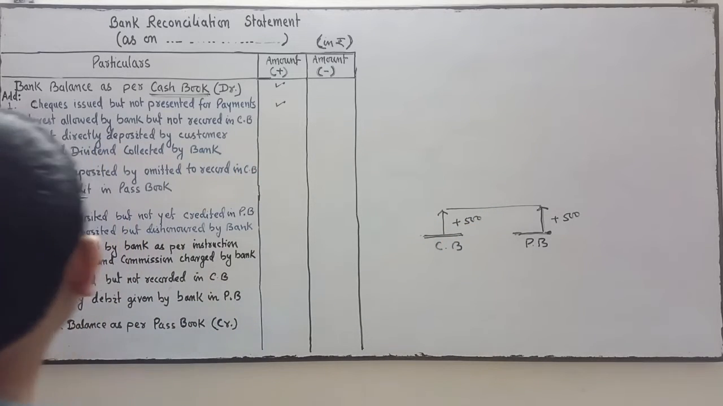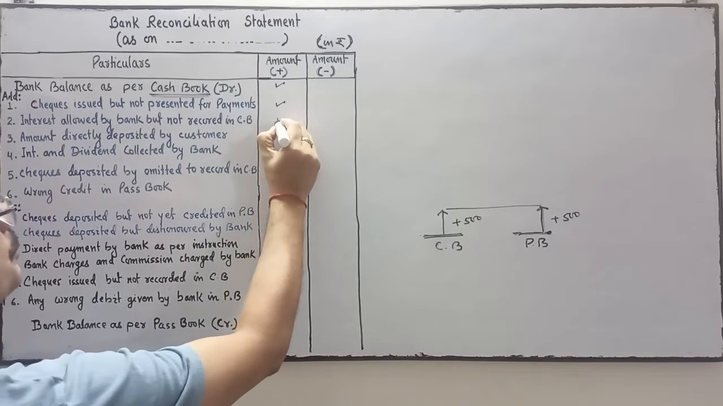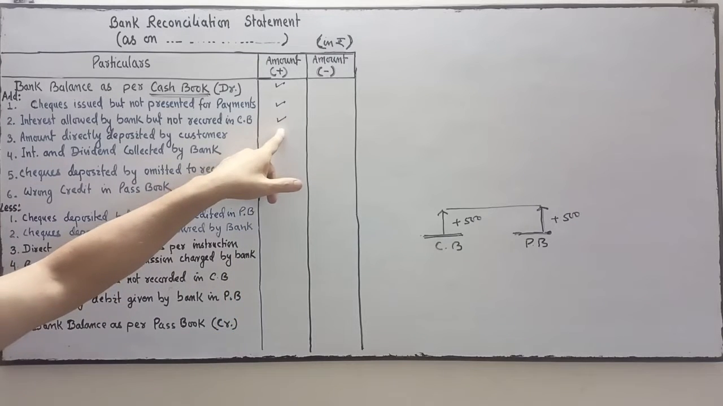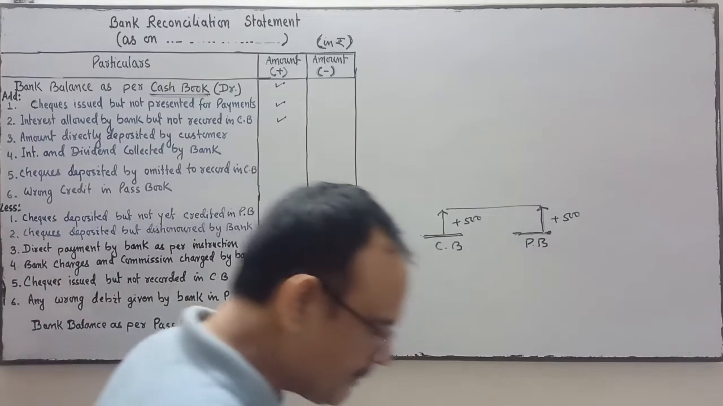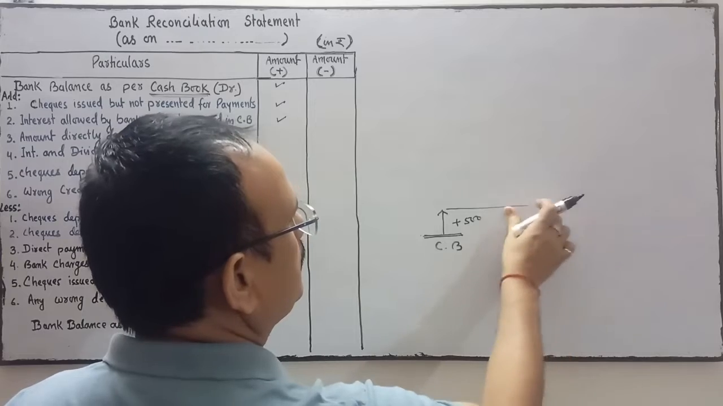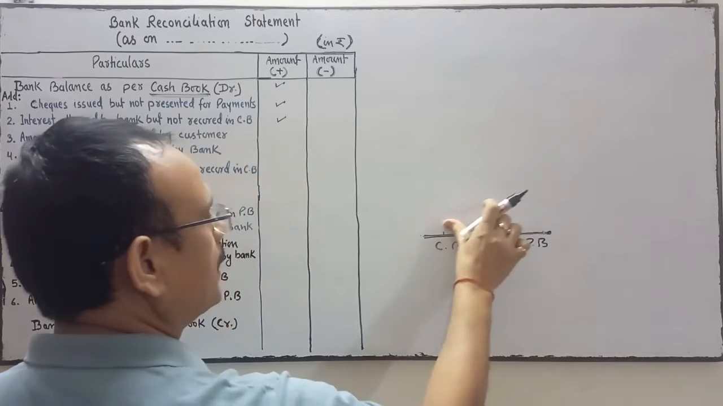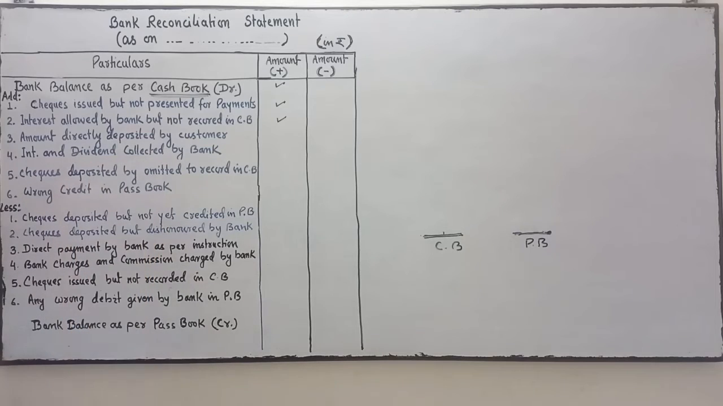Okay, that's why interest allowed by the bank but not recorded in the cash book will be on the plus side. All these 6 items are for plus, and the other 6 are for minus. I am explaining all these reasons for the difference one by one. Next is amount directly deposited by customer.